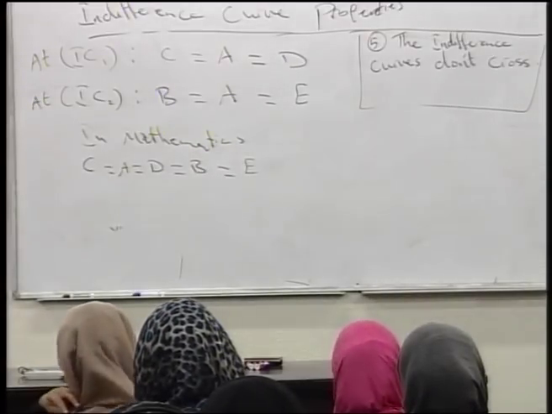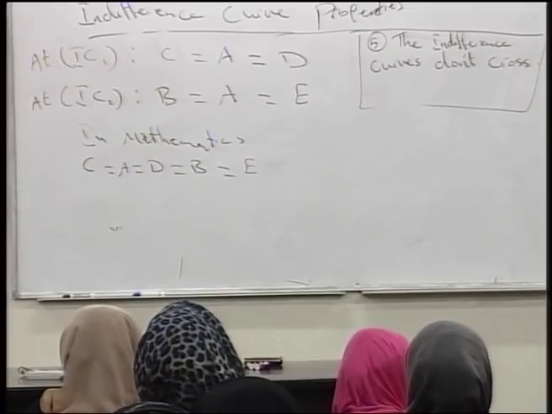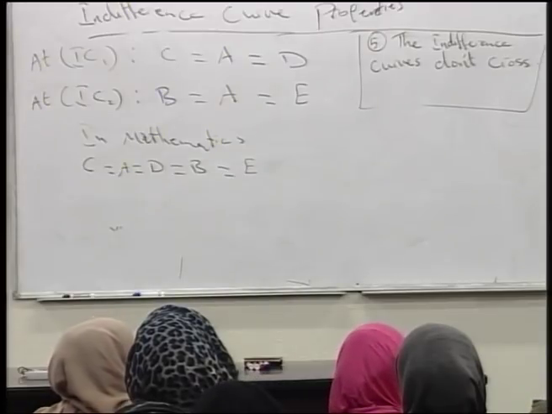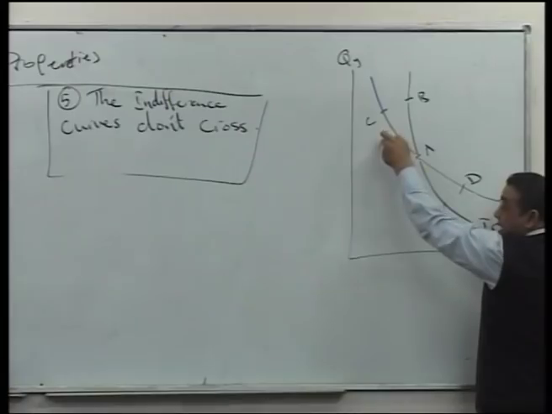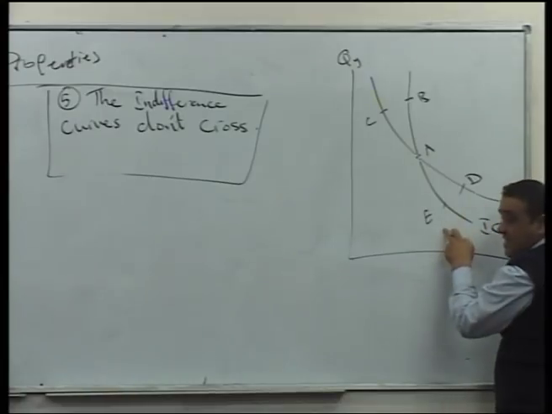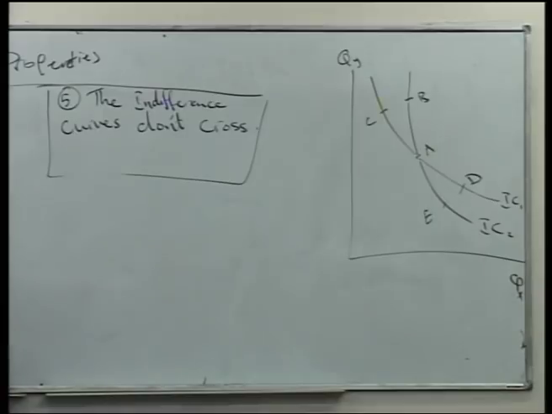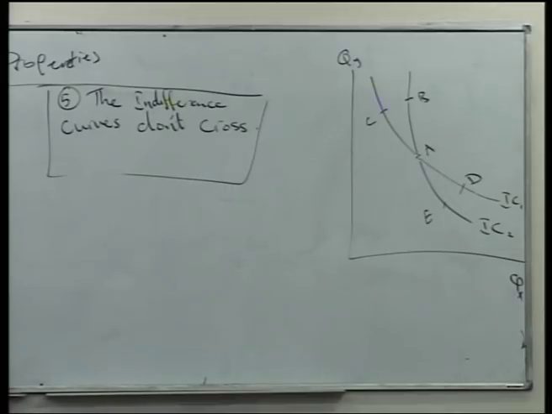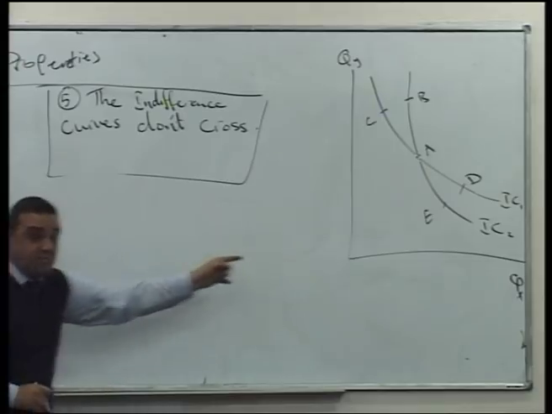In economics here, which is higher than which? B is bigger than C, right? Since B lies on a higher indifference curve, B is bigger than C. And D is bigger than E. In economics, B is bigger than C, and D is bigger than E.